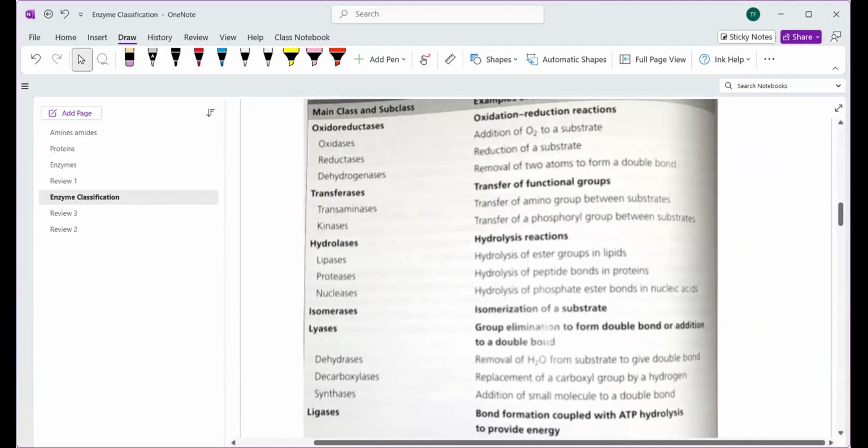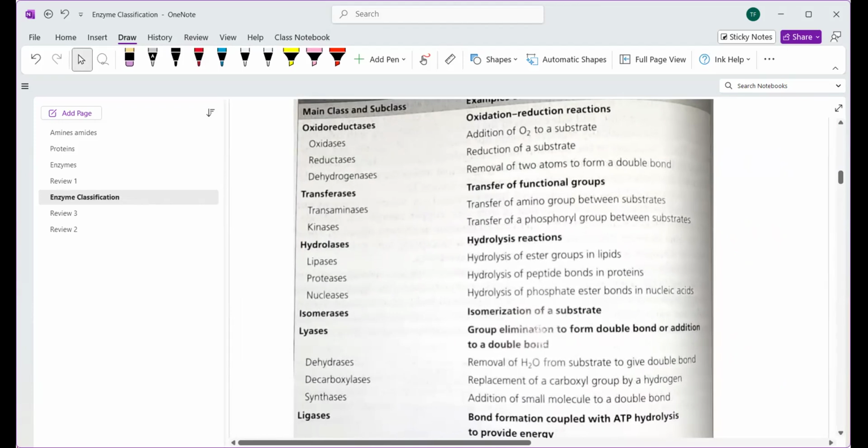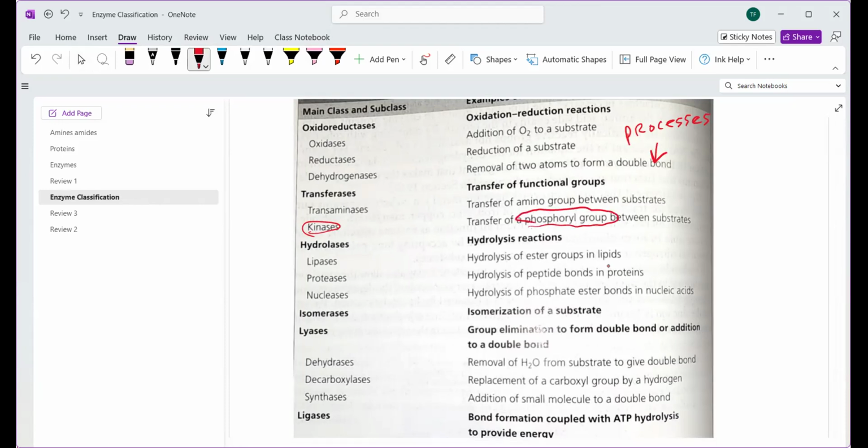So we look at all of these. This will talk about the different kinds of processes that enzymes do. So there's hydrolysis, transfer of functional groups, in other words, moving one functional group to another. A kinase is going to take a phosphorus group and move it between substrates. So all the kinases are involved in making ATP, ADP, AMP, glycolysis. We're talking about phosphorylation of glucose. Anyway, those are all kinases.